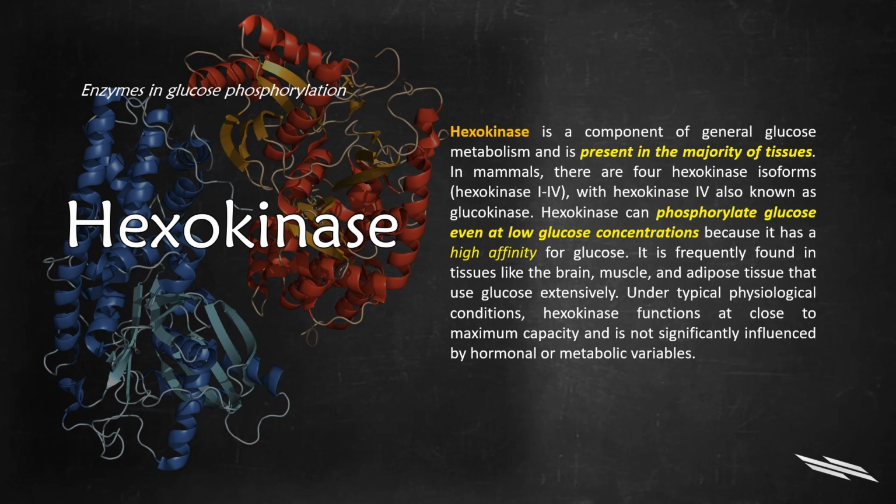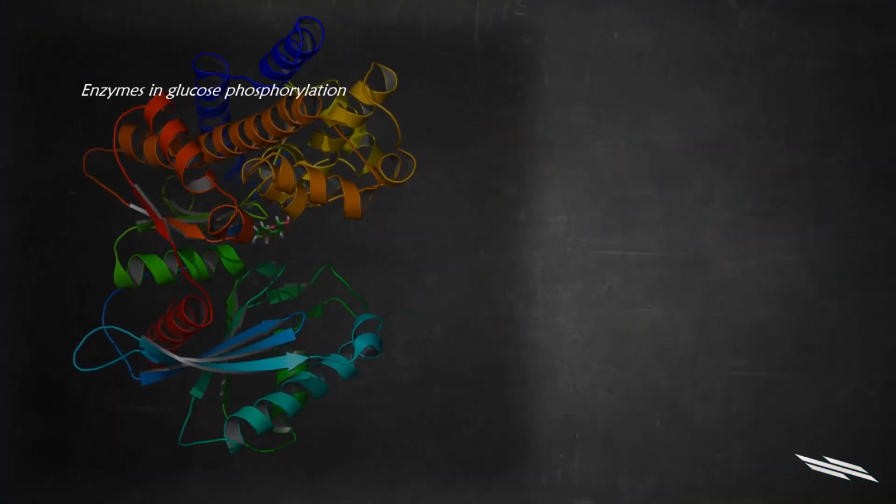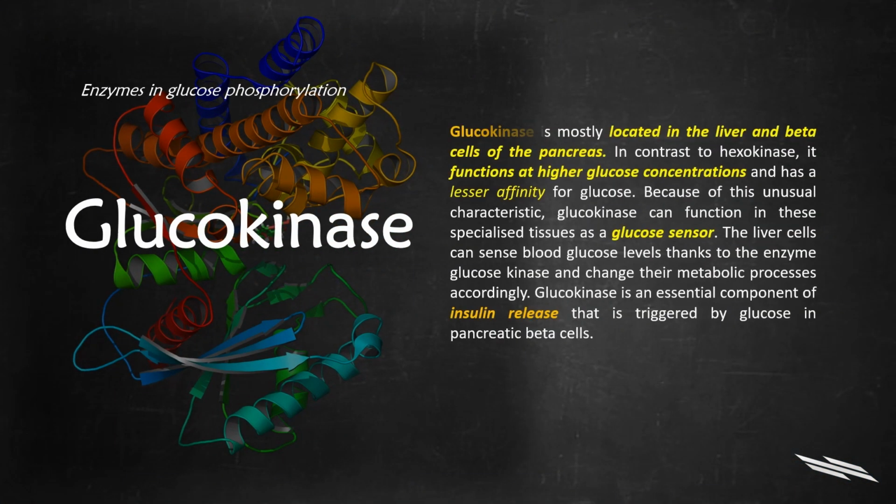Glucokinase is mostly located in the liver and beta cells of the pancreas. In contrast to hexokinase, it functions at higher glucose concentrations and has a lesser affinity for glucose. Because of this unusual characteristic, glucokinase can function in these specialized tissues as a glucose sensor. The liver cells can sense blood glucose levels thanks to the enzyme glucokinase and change their metabolic processes accordingly. Glucokinase is an essential component of insulin release that is triggered by glucose in pancreatic beta cells.